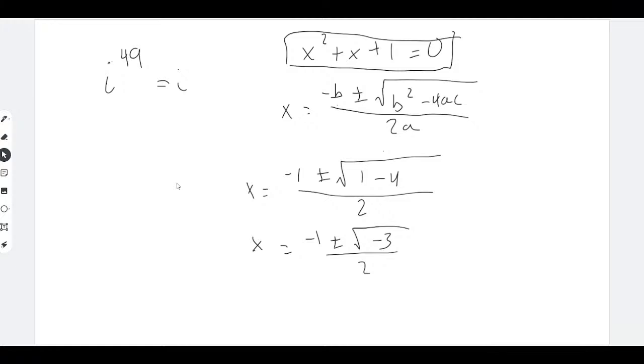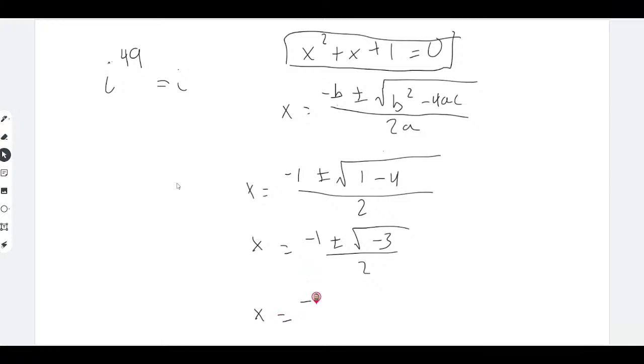So if you ever have a square root of a negative number, it's going to be imaginary. And you can simplify this a little bit by putting it in terms of i. So how you do that is you take the negative 1 out of the square root and put that into i. And then you have the same square root of negative 3.